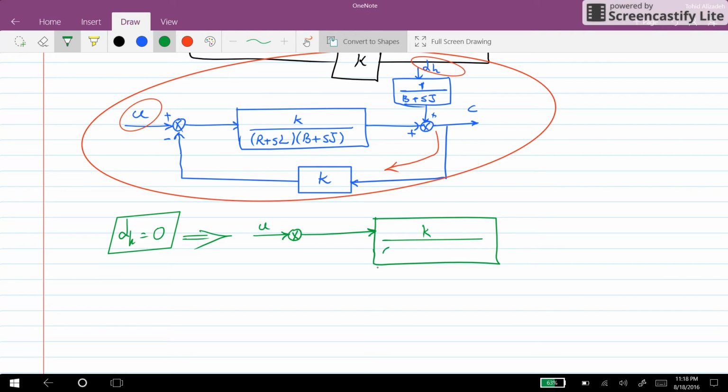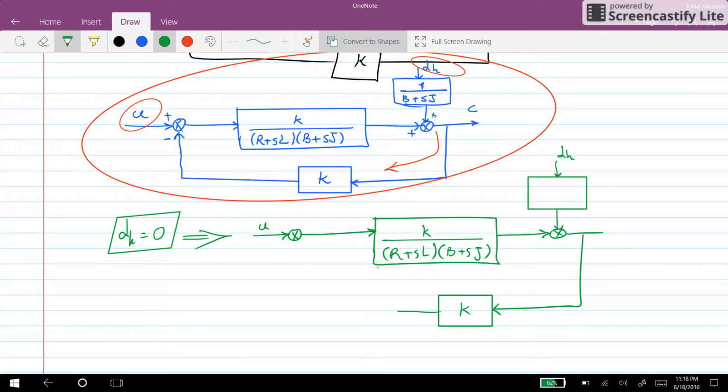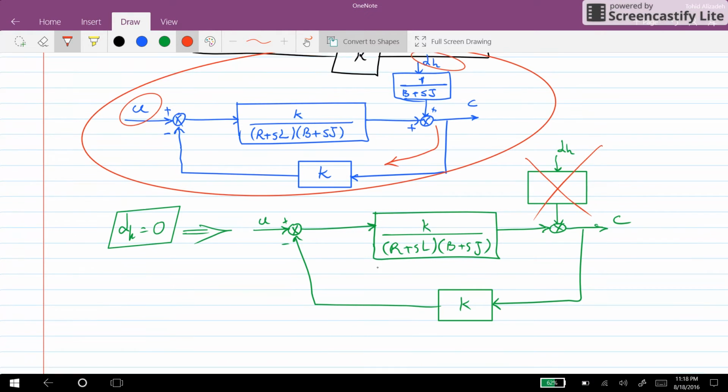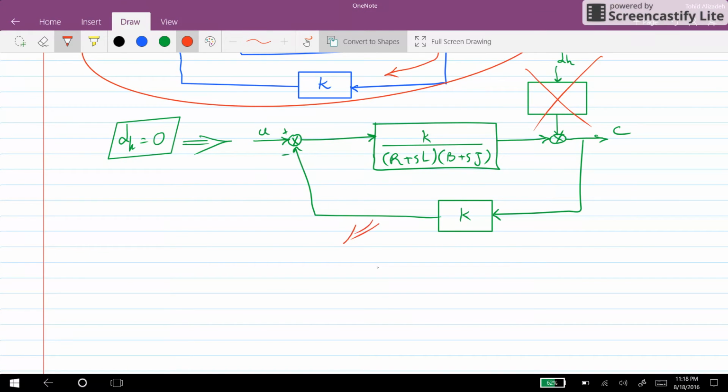So we have K over R plus SL times B plus SJ. We have a summing point here, but since the input to this summing point is 0, it will not have any effect on the output. So we can simply neglect it. So this will not have any effect. As a result, our block diagram system will look like this.